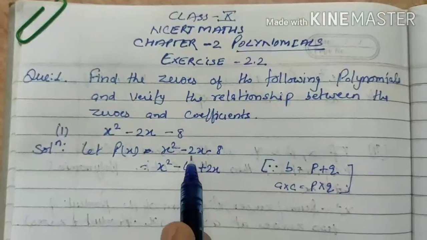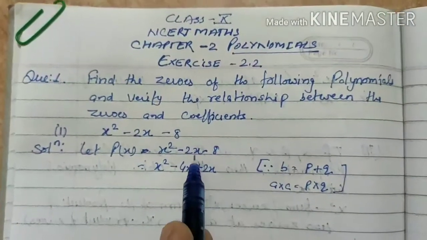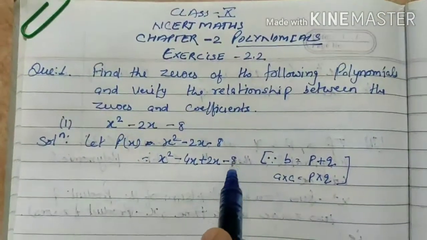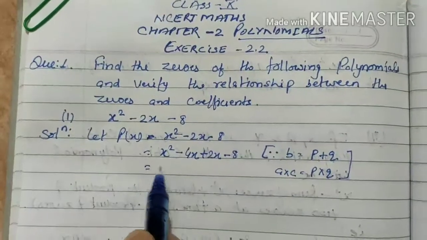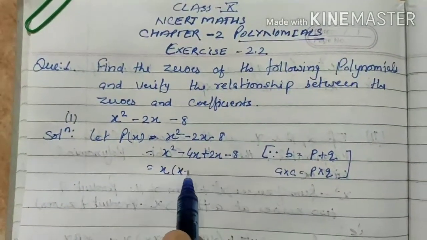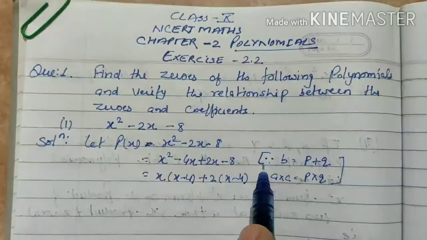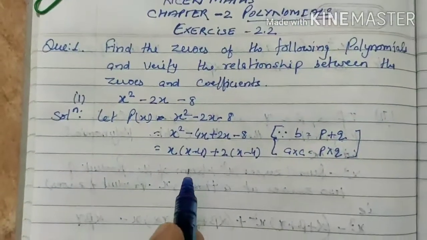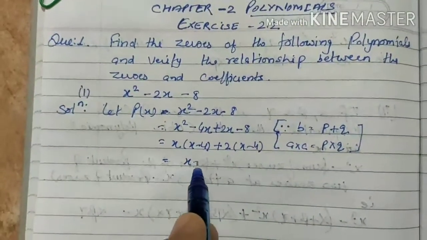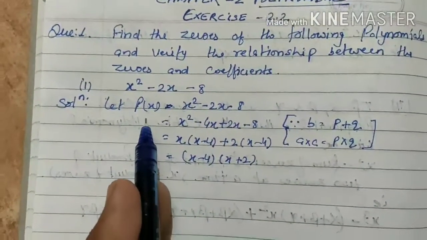So we can write minus 2 as minus 4 plus 2. So minus 4x plus 2x becomes minus 2x, and after multiplying minus 4 into plus 2 it becomes minus 8. So we have two numbers, minus 4 and plus 2. Now take x as common from these first two terms, so it will become x minus 4, and plus 2 into x minus 4. In the next step you can take x minus 4 as common, so x minus 4 into x plus 2. So these are the factors of the given polynomial p(x).